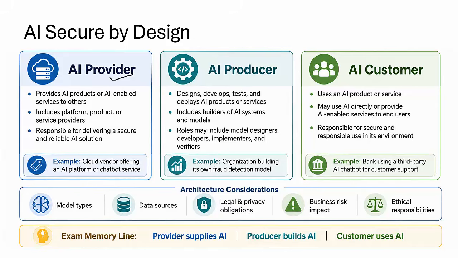Now second is called an AI producer. It means the team that designs, develops, tests and deploys the AI products. Let's say for example there's a bank. They're building an AI fraud detection model.